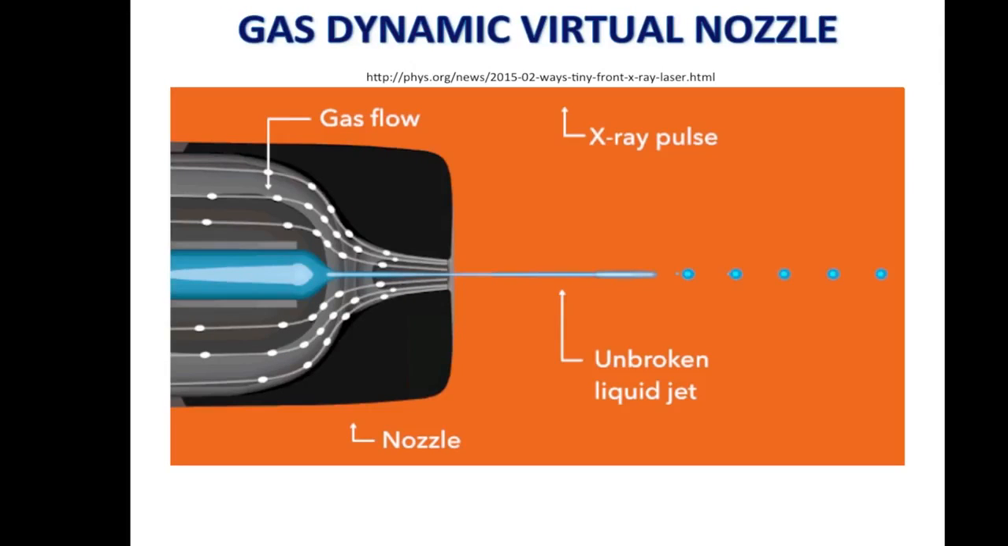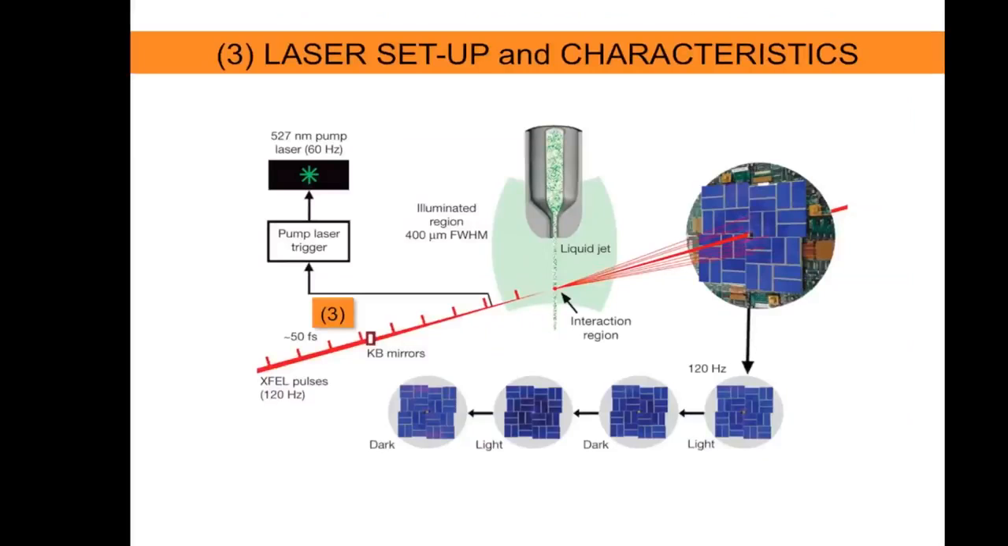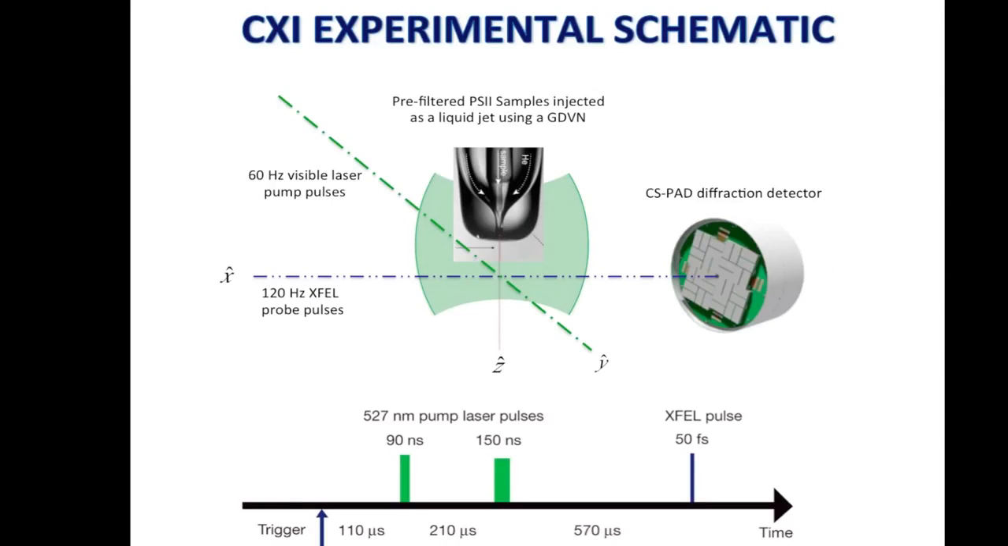Now that we know how the GDVN works, let's go straight to the experiment. As explained in the previous talk, it's another time-resolved experiment setup where you have a pump laser and a probe laser. The actual geometry looks somewhat like this, where the liquid jet flows along one axis, which you can label as Z, vertical, going down. The X-ray laser moves in one direction, and the visible laser is orthogonal to it.